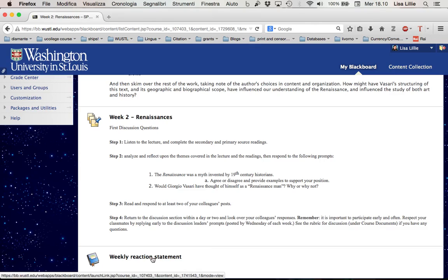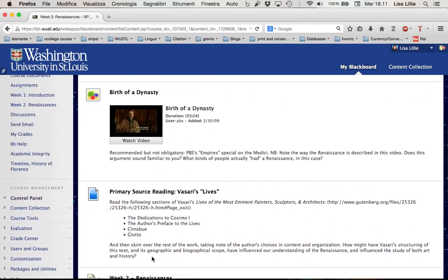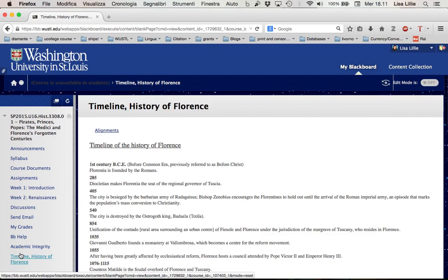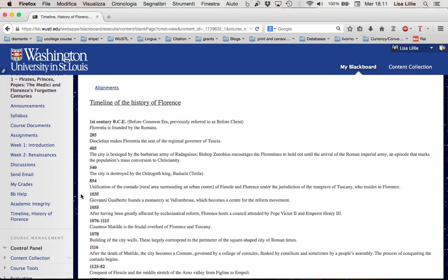And here then you will have also your weekly reaction statement, which again takes the form of a sort of journal entry. It's designed to demonstrate that you have done the readings for that week, that you have reflected upon them, and also, if you have had the time and the inclination, to think a little bit more about the discussions that have popped up in our forum, and to include that in your weekly analysis. Finally, there are a few other useful links here, such as a timeline of the history of Florence. It makes a good point of reference.